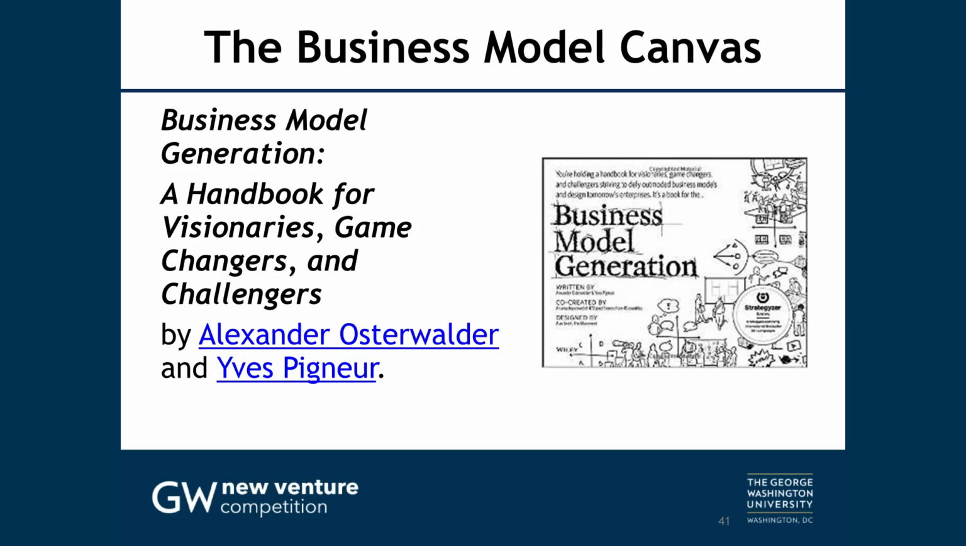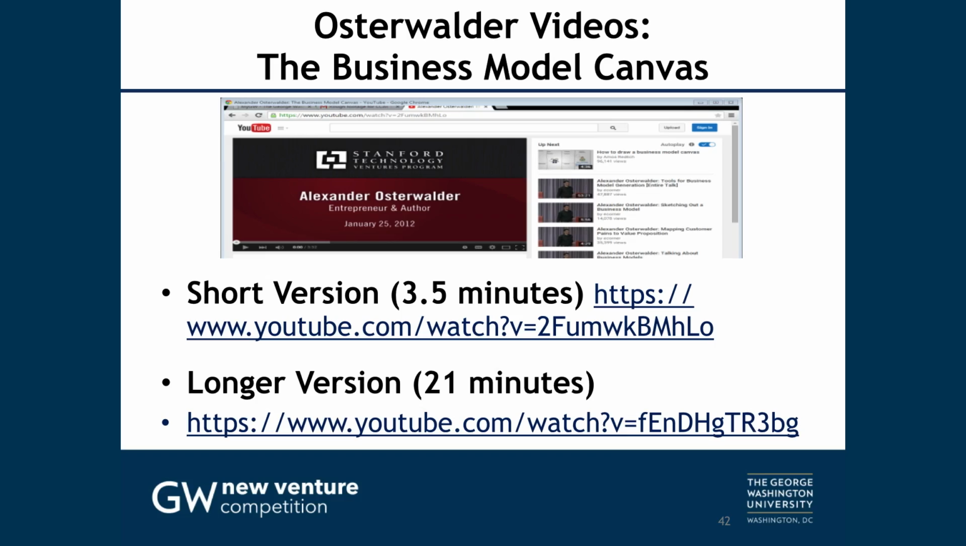The next book that you need to have in your library is the Business Model Canvas book by Alexander Osterwalder and Yves Pigneur. This is the book in which Osterwalder first laid out the business model canvas. For those of you who like video, there are 2 excellent Osterwalder videos on the business model canvas. Both of them are on YouTube. I frankly recommend the 21-minute, the longer video, but the 3.5-minute video is also excellent.